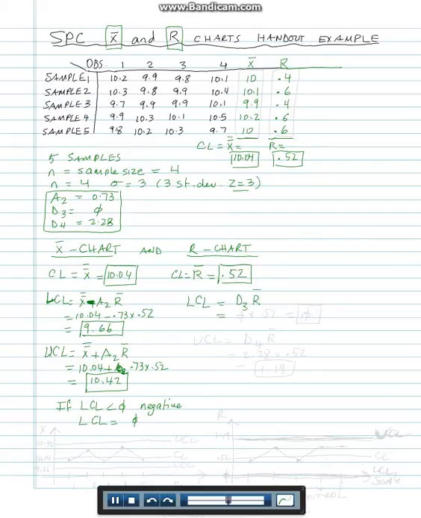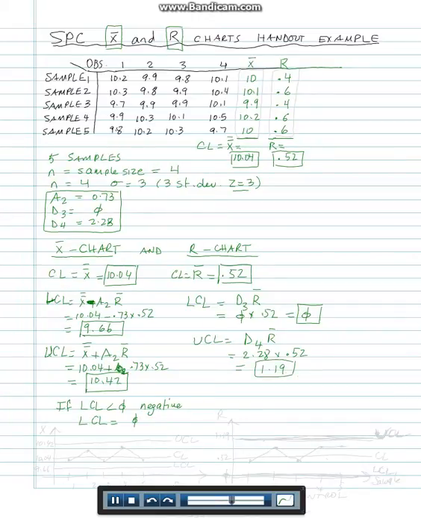D3. So this one is a little bit different than the X bar chart, where once we subtract and once we add. Here it is 0 times R bar, which is 0.52. 0 times anything is 0. And the UCL is going to be D4. So here D3, here D4 times R bar. So that's going to be 2.28 times 0.52. So that 2.28 times that is about 1.19.